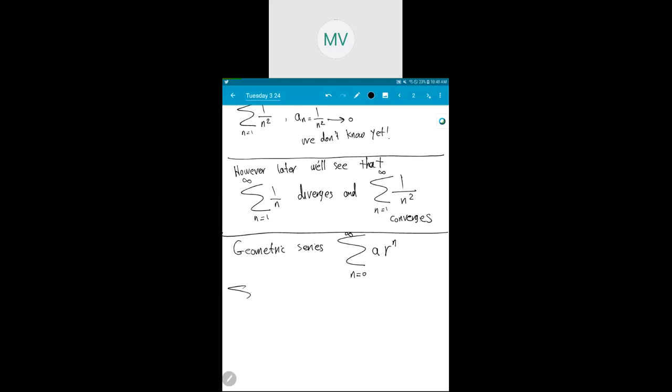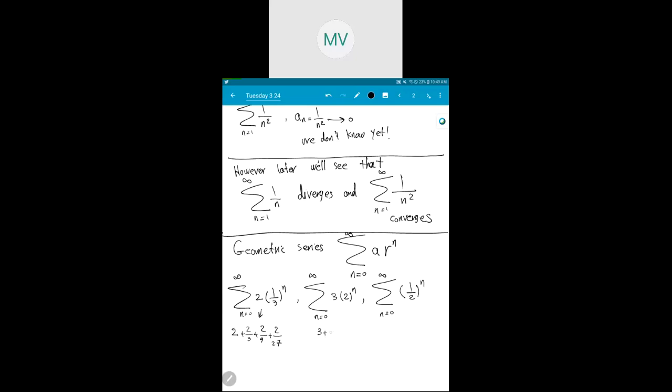Example: sum of 2 times 1/3 to the n. Sum of 3 times 2 to the n. Sum of 4, well, let's just write down 1/2 to the n. If you write down the first few terms of this one, of course n started from 0, the first few terms are 2, 2/3, 2/9, 2 over 27, and so on.